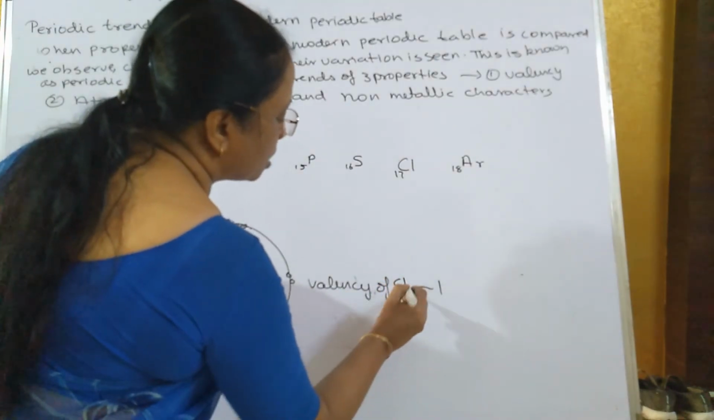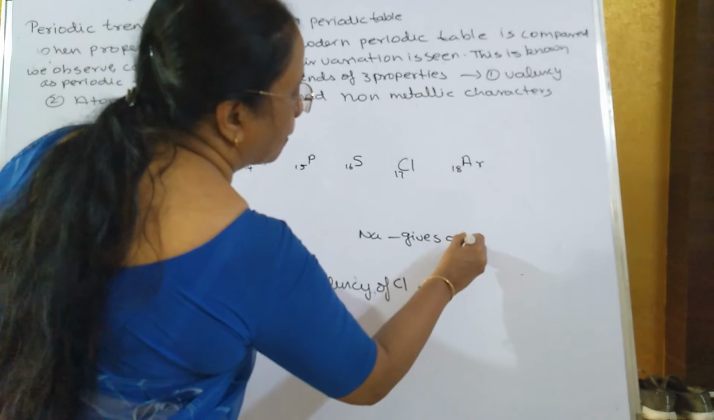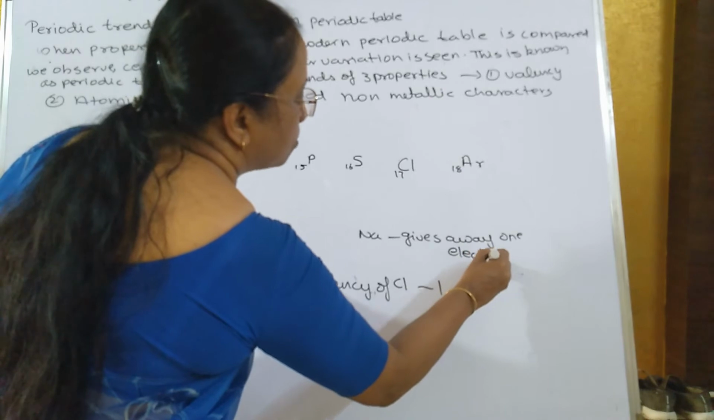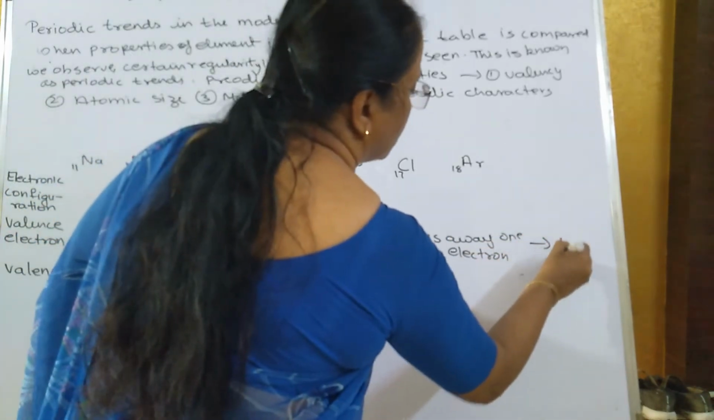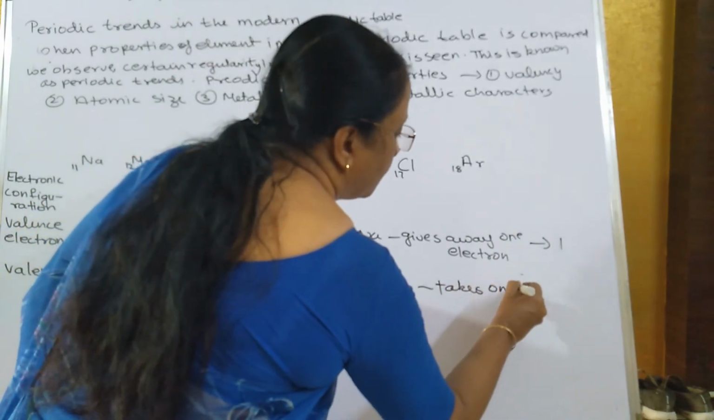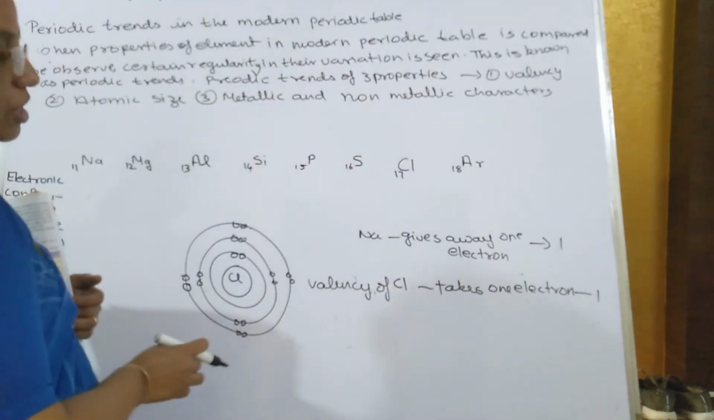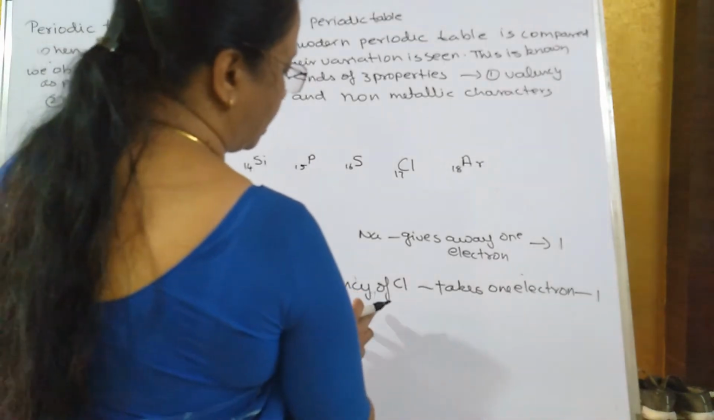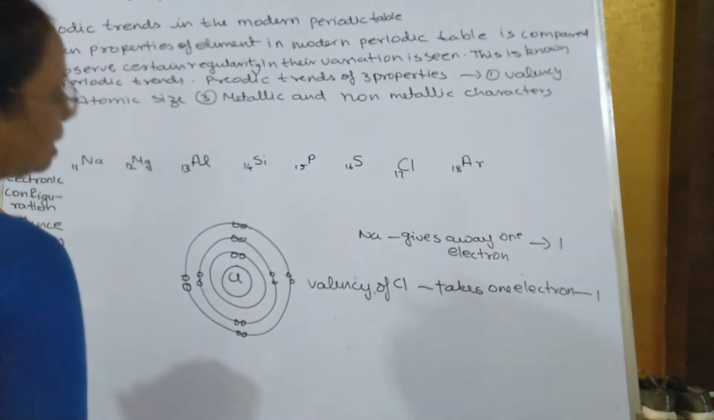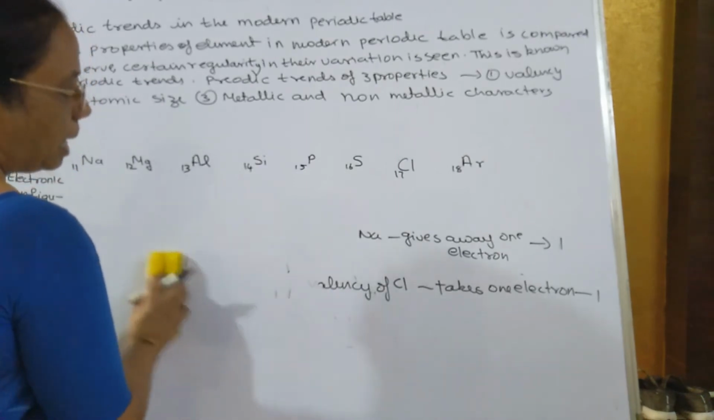So if you see, sodium gives away 1 electron, therefore valency is 1. And chlorine takes 1 electron, therefore valency is 1. Here it is giving away 1 electron, that is why it is valency 1, and chlorine is taking 1 electron, therefore the valency is 1. So from the valence electrons we can determine the valency of that particular element.